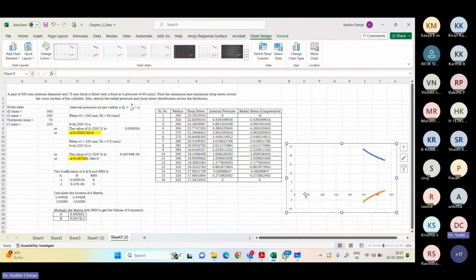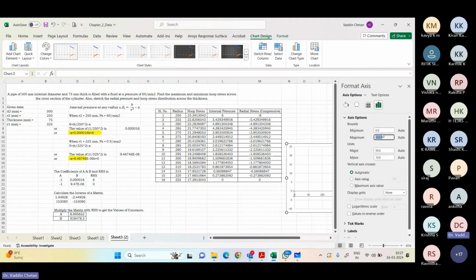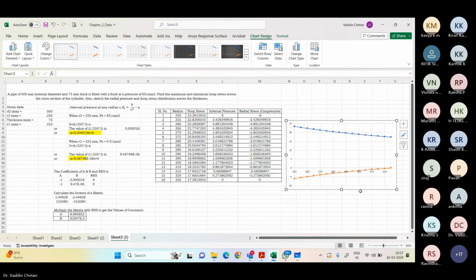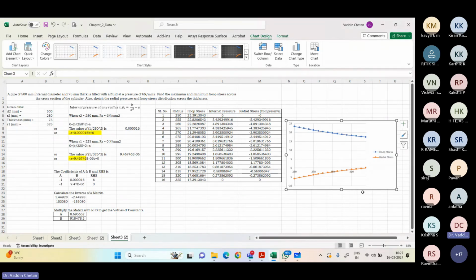So now I can see that. It will start from 250 to 325, right? So right click on that, select format axis, make the minimum 250, maximum you make it 325. Can you see this? You have drawn that. So right click on that, or you can double click on that, format chart, add a legend, right? So it indicates which one is which.